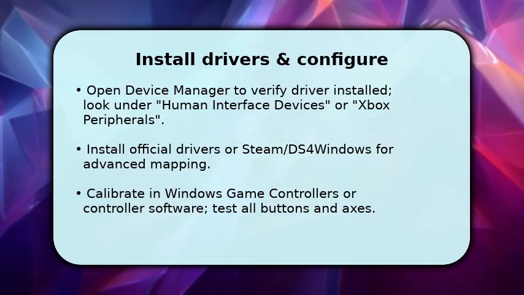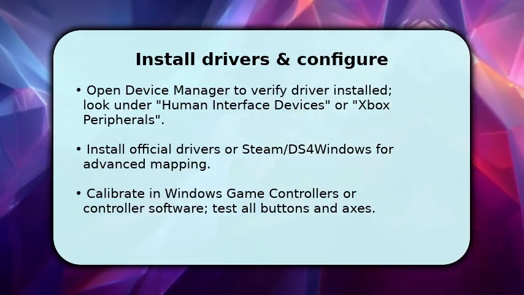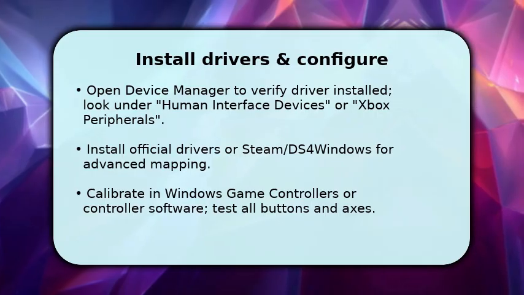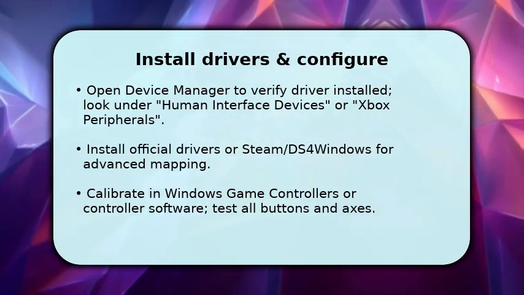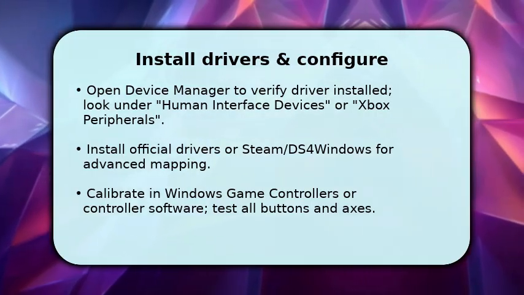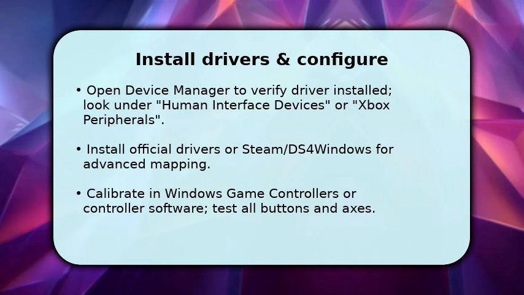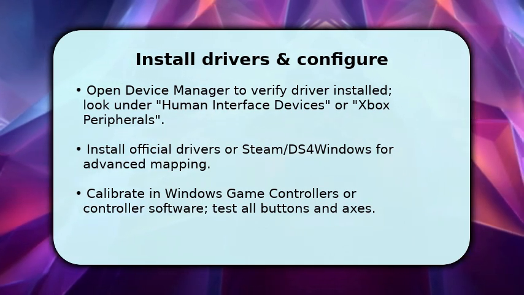After installation, calibrate in Setup USB game controllers so axes and dead zones behave predictably. Make adjustments because calibration prevents drifting and ensures your in-game movement matches physical input precisely.